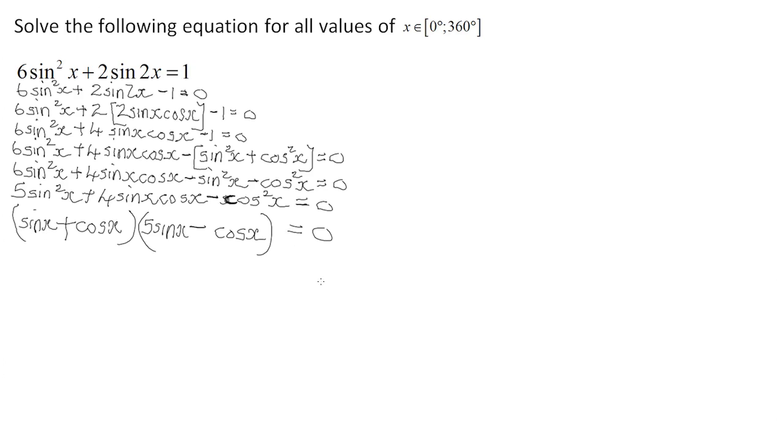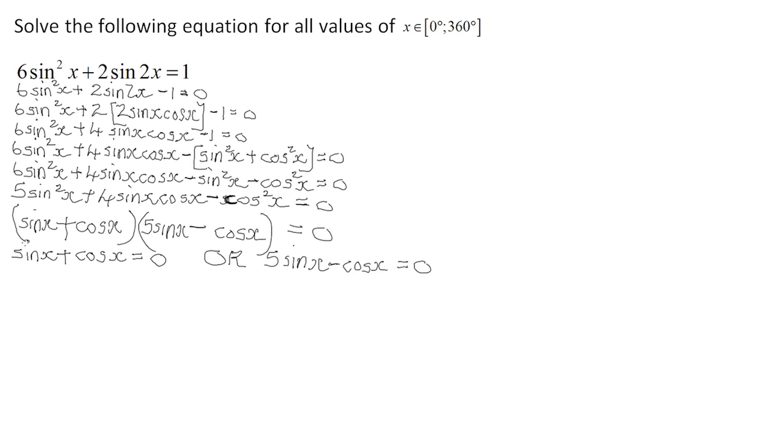Now you're applying, no matter whether it's trigonometric ratios, you have 2 factors that multiply and it gives you 0. So you're going to apply the zero product rule, which is my first factor, sine x plus cos x, that is equal to 0. And my second one, 5 sine x minus cos x, that is also equal to 0.